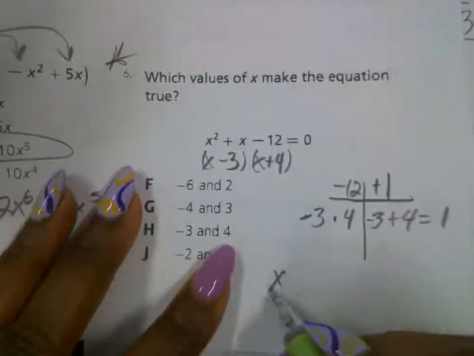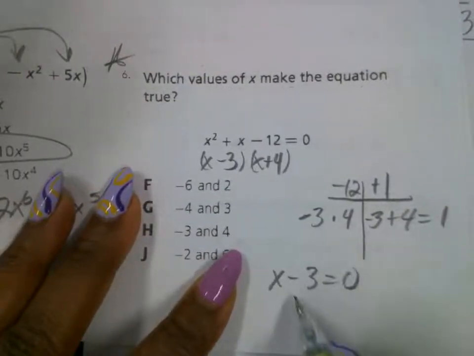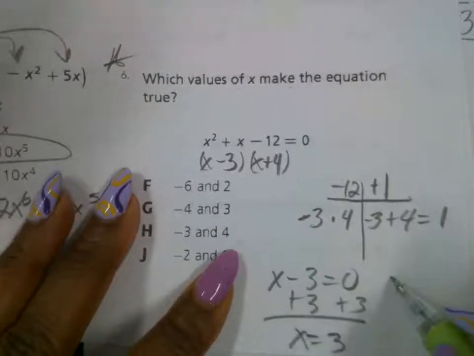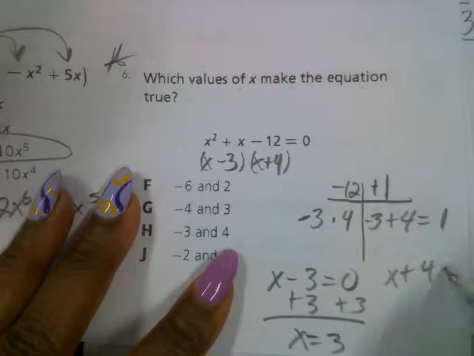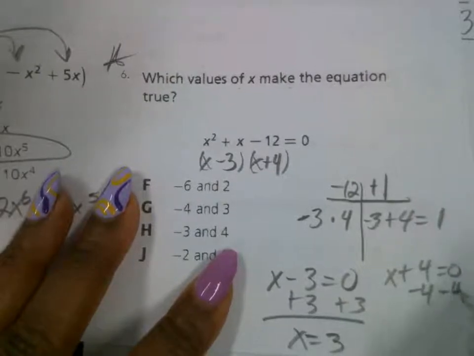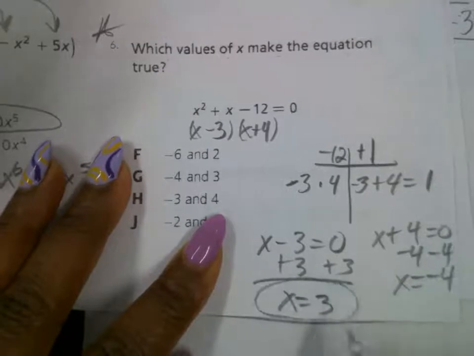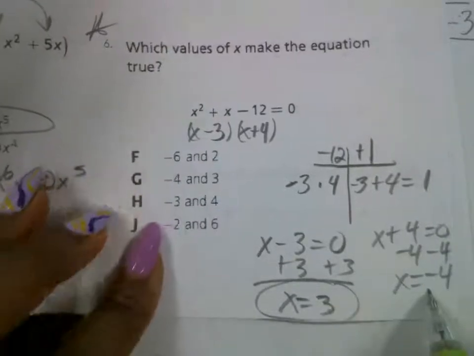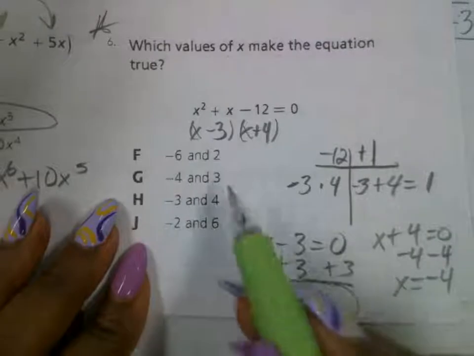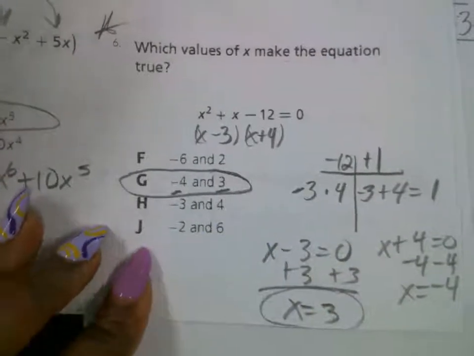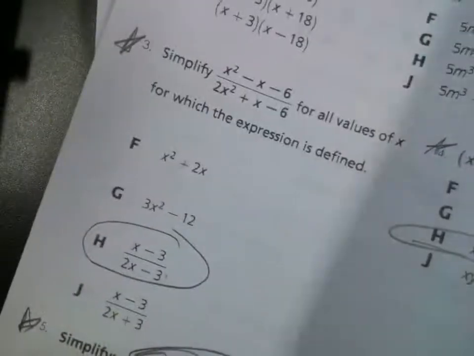So when I solve this, let's set this equal to 0. I add 3 to both sides. That's going to give me x is equal to 3. When I solve the second one, I subtract 4 from both sides. This is going to give me x is equal to -4. So these are my two answers, +3 and -4. So this is my answer there.